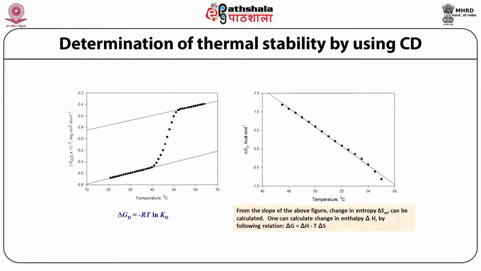This is the continuation of the previous slide, showing how this data is taken, and it is fitted to this equation using the Gibbs-Helmholtz relation, delta G equals minus RT ln KD. And finally this data is used for the estimation of the stability and thermodynamic values of the protein.